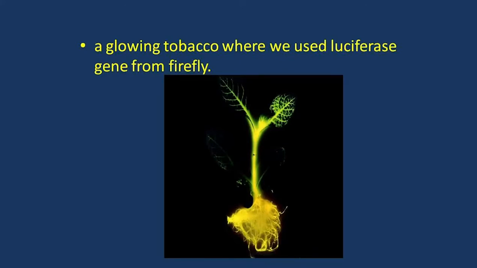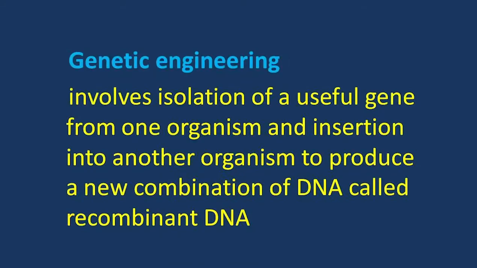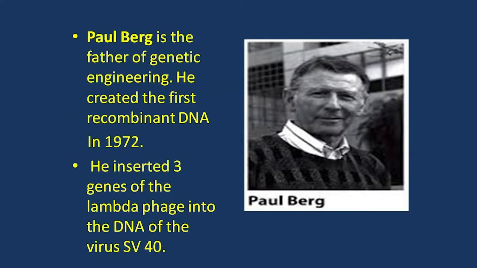From these examples, it is evident that genetic engineering is very important. So I am repeating once more. Genetic engineering involves the isolation of a useful gene from one organism and insertion into another organism to produce a new combination of DNA called recombinant DNA. The first recombinant DNA was produced in 1972 by the scientist Paul Berg. He is called the father of genetic engineering.